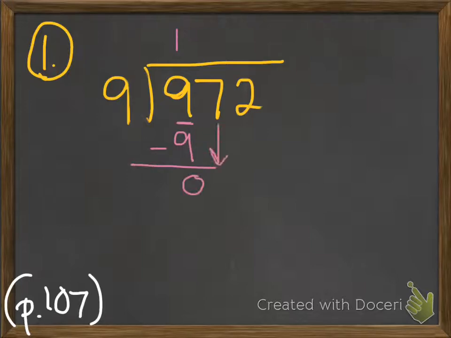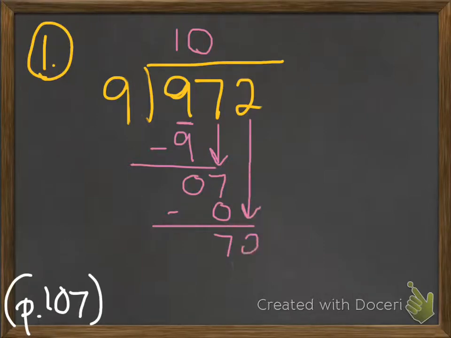Bring down the next digit. We have 7. Can you divide 7 by 9? No, it's too small. So in that case, we have to put a placeholder. We put a 0. Okay. 0 times 9 is 0. 7 minus 0 is 7. Bring down the next number. We bring down the 2.